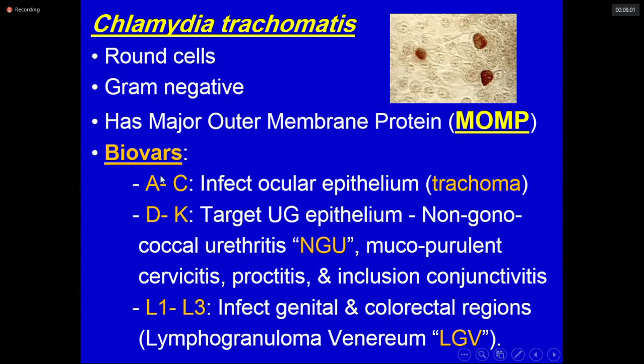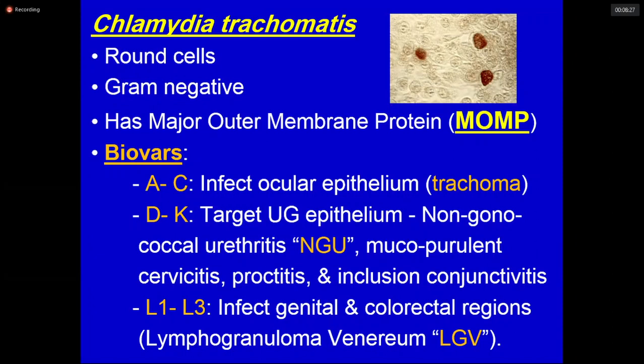The biovars A to C, that is to say A, B, and C, infect ocular epithelium and cause trachoma, the eye disease trachoma. You know what trachoma disease is. So A to C infect the ocular epithelium.